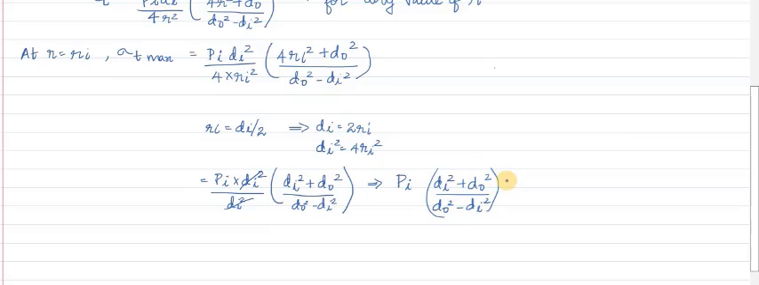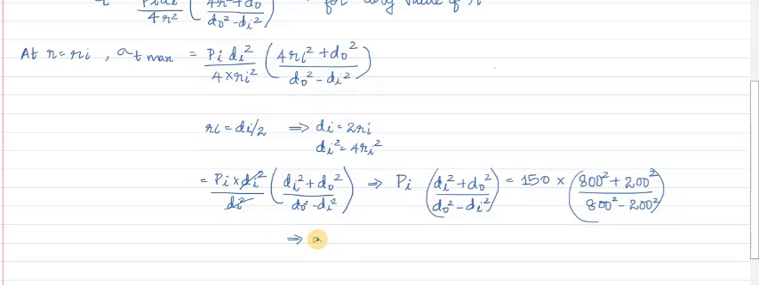And we can substitute the values of Pi, Di and Do: Pi is 150, into the bracket, the inner diameter is 200 and the outer diameter is 800, divided by 800 square minus 200 square. On simplification we get the value of sigma T maximum as 170 Newton per mm square.